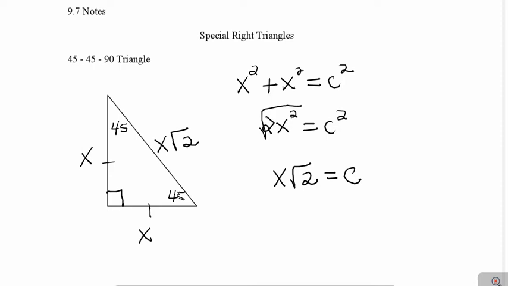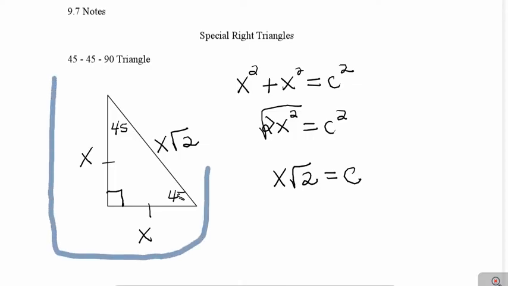Depending on what information you're given, you should be able to determine the other two remaining sides based on whatever is given. So it's really important that you take time to memorize this part here. You need to know that the two sides across from the 45s are equal to x, and then the side that's across from the 90-degree angle is equal to x times the square root of 2.